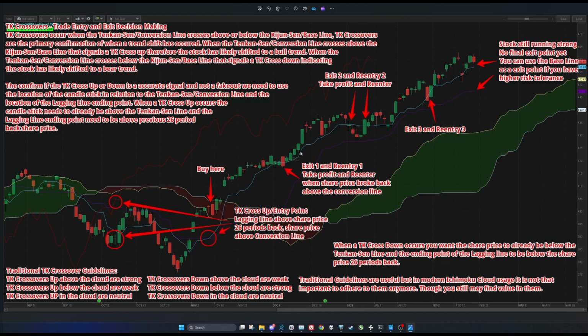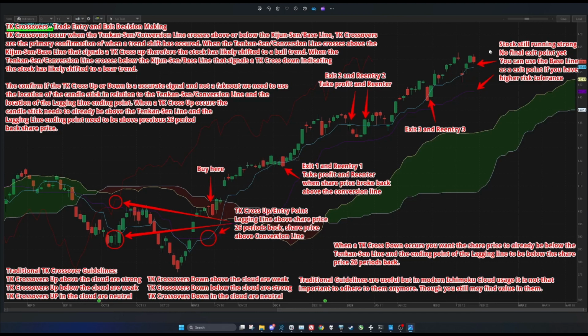So you would take profit there and you would re-enter if the share price breaks back above the conversion line, as long as the conversion line is above the Kijun-sen baseline and a TK cross up is still in effect. So buy here, exit here on a break of the conversion line, taking profit, and then re-enter when the share price breaks above the conversion line again. So you get back in here, you get out here when it breaks below the Tenkan-sen conversion line again, and then you get back in when it breaks above, and then you get out when it breaks below again, and then re-enter when it gets back in.